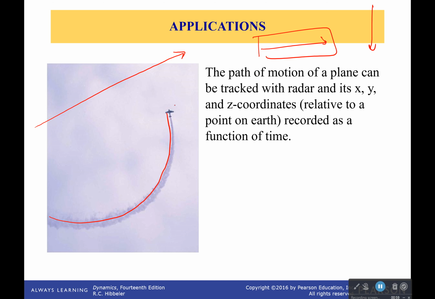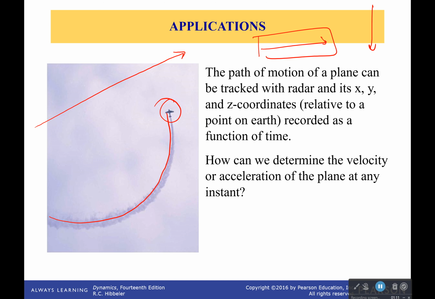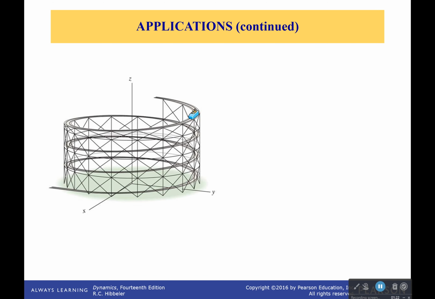Now, the path of this plane, we can tell exactly how far away it is by using radar. And we can then figure out its coordinates as a function of x, y, and z and time. But do you think we can take that and figure out what the velocity and acceleration of the plane is at any particular instance? We know where it is at every moment in time. Can we figure out what its velocity and acceleration are?